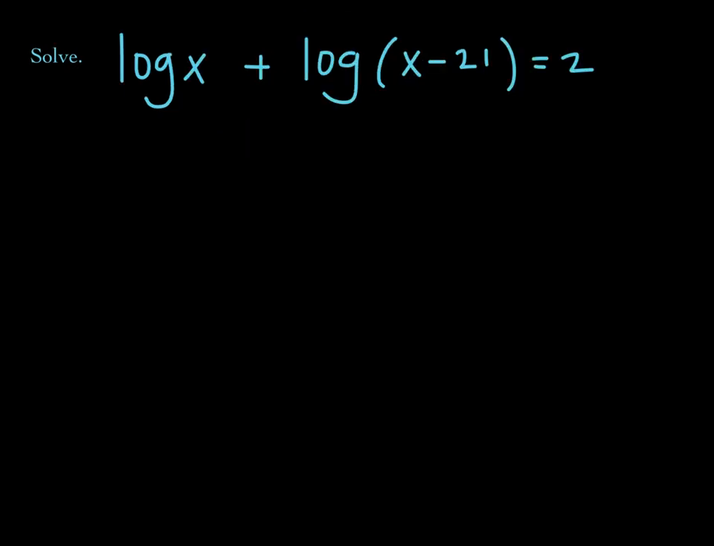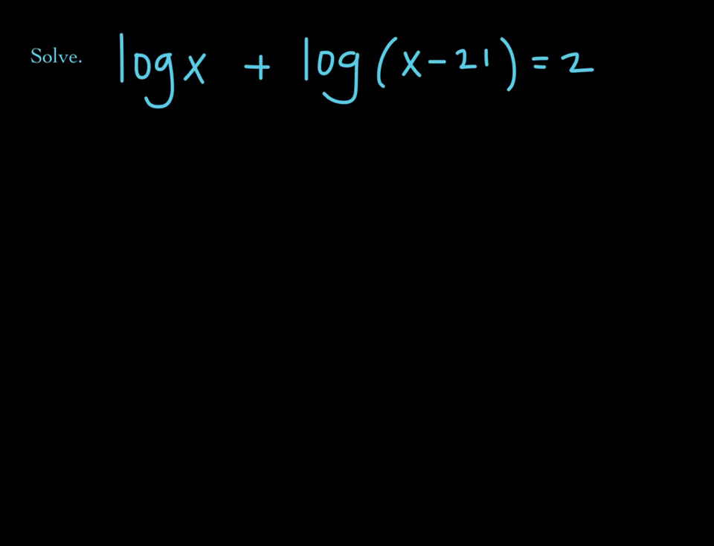Check this one out. Log of x plus log of x minus 21 is equal to 2. Now, I cannot change this to an exponential yet, because I don't have just one logarithm on the left. I have a sum of logs.